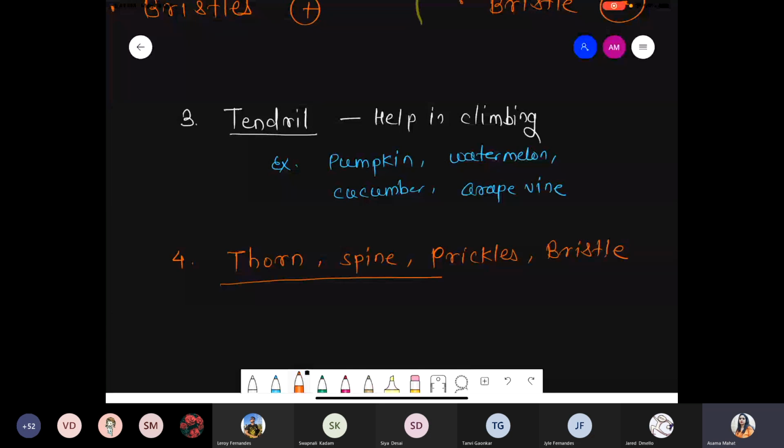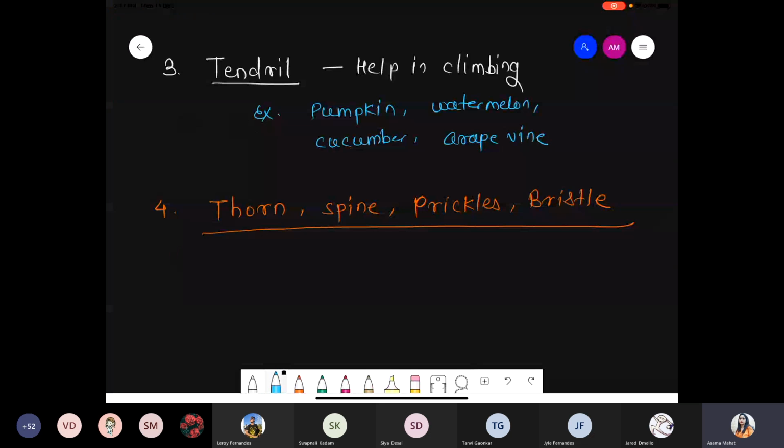So what is the meaning of all that? All these four are basically, first point, hard structures, as well as we can say they have a pointed structure. Hard and pointed structure.